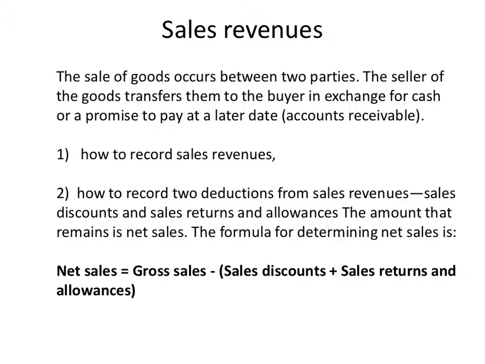We first look at the sales revenue section, and we're going to learn how to record sales revenues in this case. And we're also going to introduce sales discounts and sales returns and allowances. So therefore, when the company makes sales, we record that in gross sales, but sometimes a customer will take a discount and we reduce the gross sales by the sales discount, and sometimes a customer will return goods or ask for an allowance because of defective goods. So we also subtract that to come up with what is called net sales.